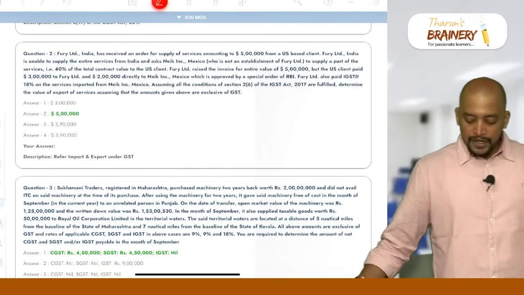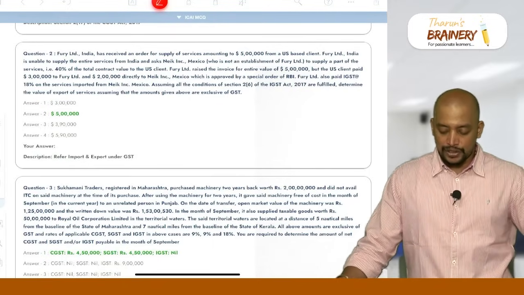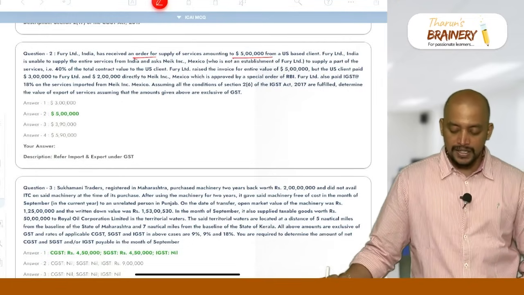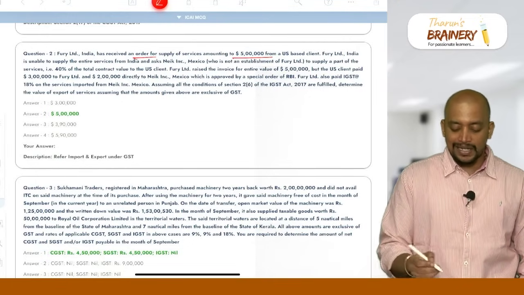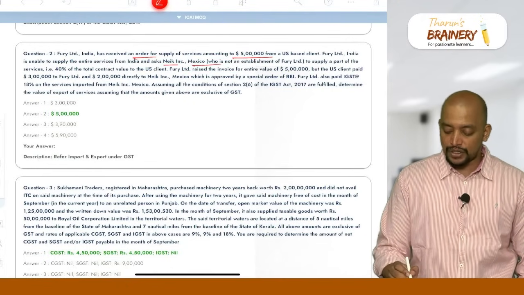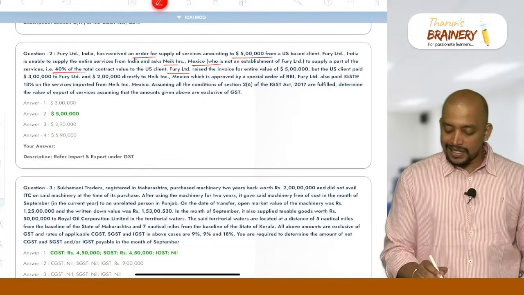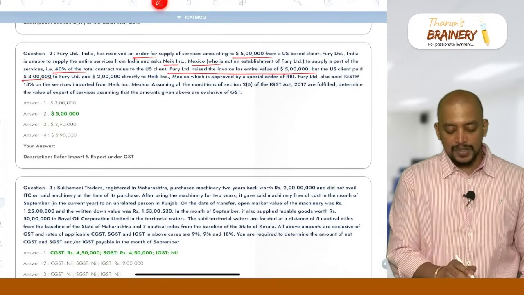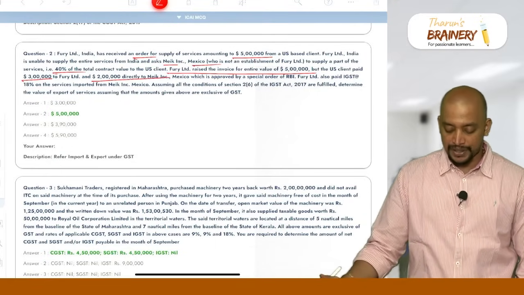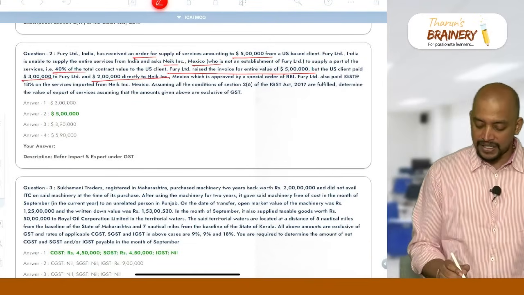Question number 2. Fury Limited, India has received an order for supply of services amounting to $5 lakh from a US based client. Fury Limited India is unable to supply the entire service from India and asked NIC Incorporation, Mexico, which is not an establishment of Fury Limited, to supply part of the service, that is 40% of the total contract value. Fury Limited raised an invoice for 5 lakh, but the US client paid only 3 lakhs because 40% is provided by another person. Fury Limited paid 2 lakhs directly to NIC Incorporation Mexico, which is approved by special order of RBI. Fury Limited also paid IGST 18% on the service imported.